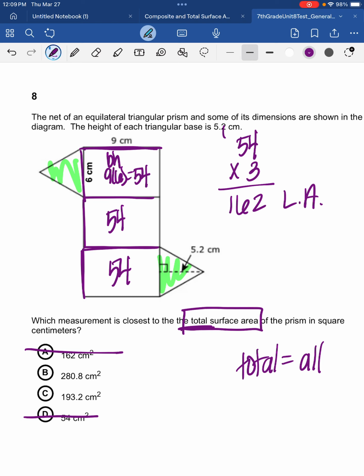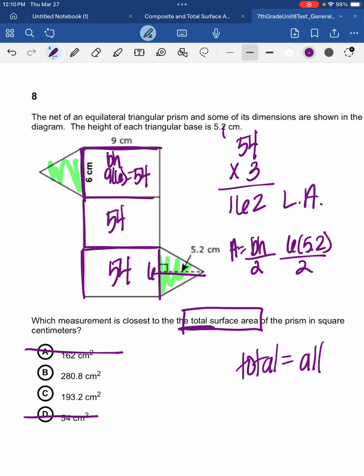Find the area of both triangles, which happen to be the same size. If this is 6, the base on this one is also 6. And the height on both of them is 5.2. Remember, area of a triangle is base times height, and don't forget, you must cut it in half or divide by 2. So you're going to do 6 times 5.2 divided by 2.